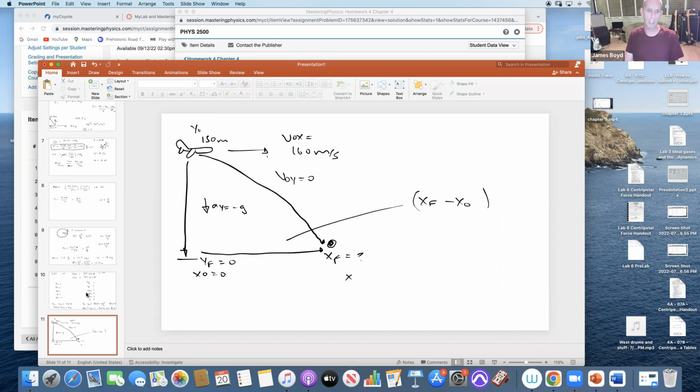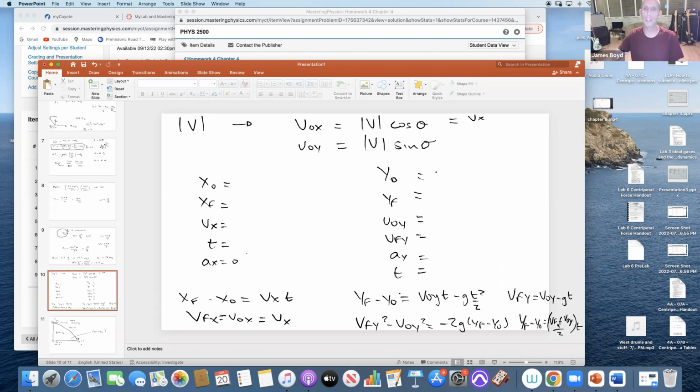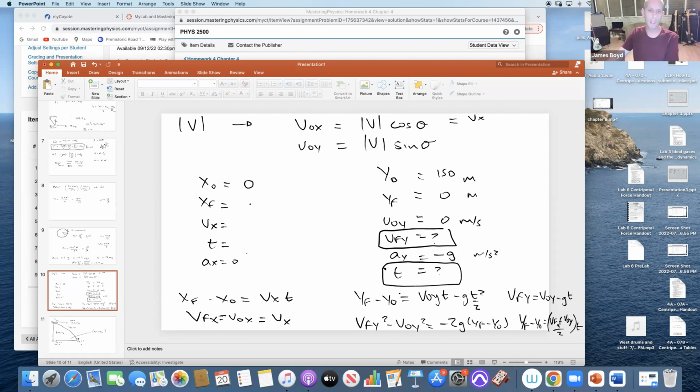Let's go back a page. Y initial was 150. Y final was 0. V initial was 0. A_y was minus g, meters per second squared. T was unknown. V final y was unknown. We don't know either one of those things. Then X initial was 0. X final is unknown, but that's what we're trying to find.